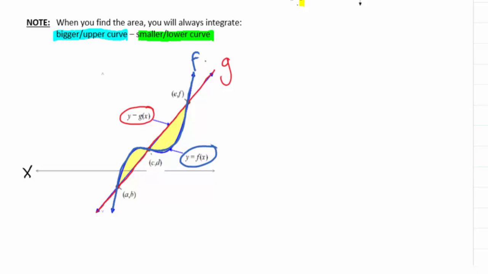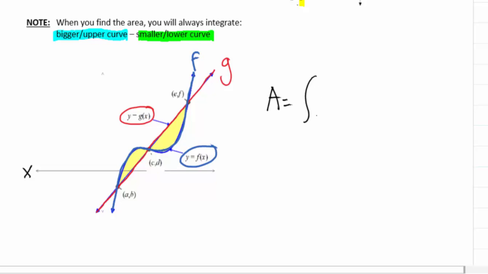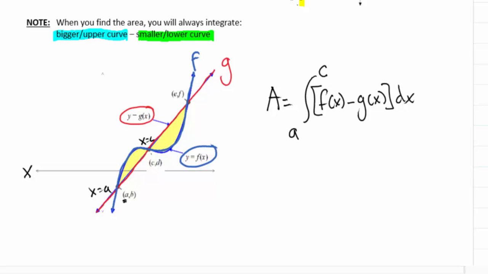Well, in order to find the area between these two curves, my area is always going to equal the integral from something to something, where it's always going to be the bigger curve minus the smaller curve. Well, notice from x equals a to x equals c, the blue curve is bigger than the red curve. So if I wanted to find that yellow area that I have highlighted there, it would be the integral from a to c of the blue curve, which is f of x, minus the red curve, which is g of x dx. But that only takes care of this first little piece here.